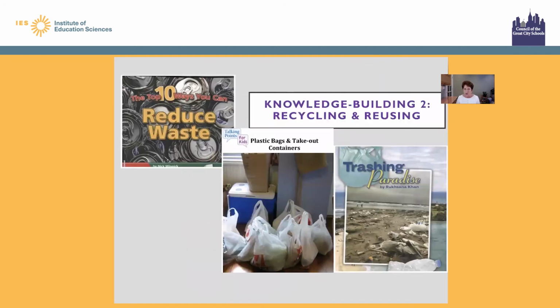I can give you a couple of other examples. Here are some other. This is one of the texts from Text Project, Talking Points for Kids, supplemented with a book called The 10 Top Ways You Can Reduce Waste and a magazine article about trashing paradise.